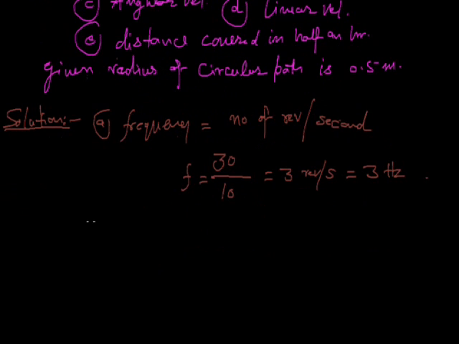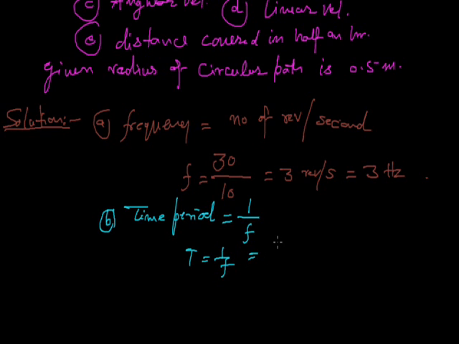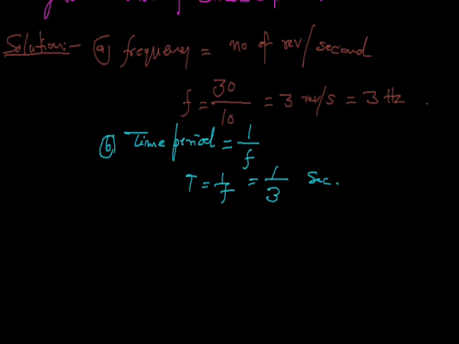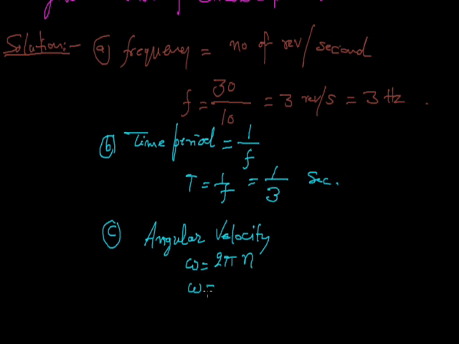Next one, B part, time period. Time period will be the reciprocal of frequency. It means T will be 1 by f, that is equal to 1 by 3 second. Third is C part, angular velocity. Angular velocity omega is 2 pi n. Omega is 2 pi, n is given 3, that is 6 pi radian per second.